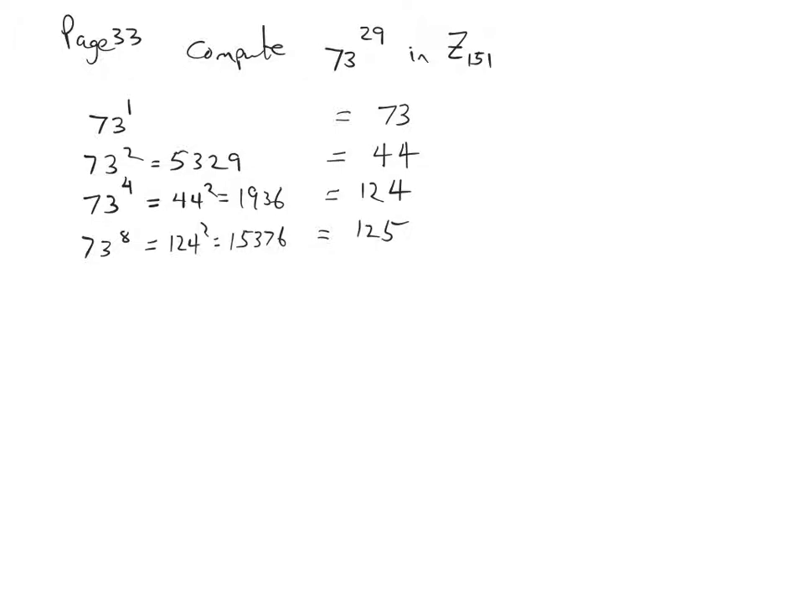And finally, 73 to the 16th is equal to 125 squared, which is 15,625, and that is equal to minus 103 times 151 plus 72, so it is 72. Okay, so those are 73 raised to the various powers of 2, and all we have to do is figure out what 29 is and multiply those together like we did before.